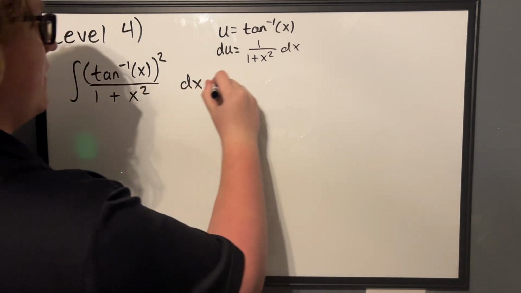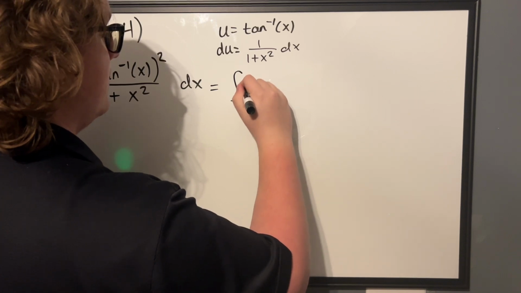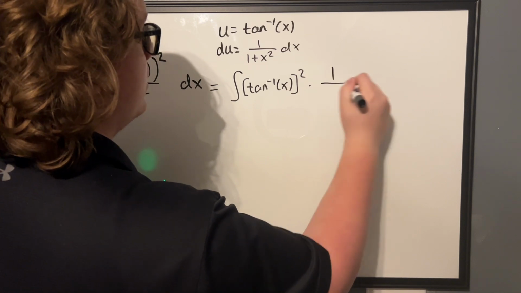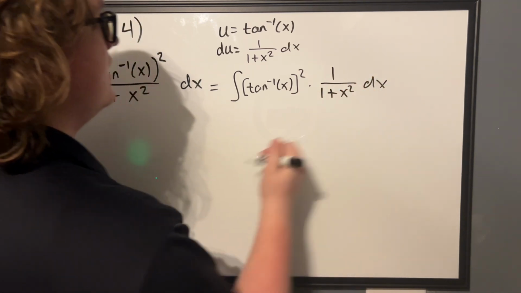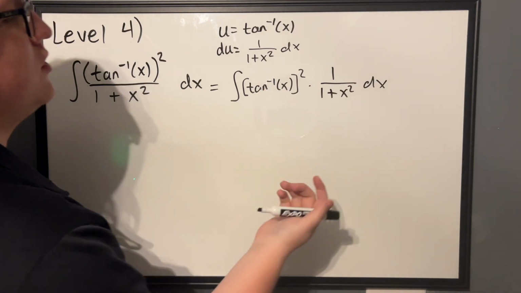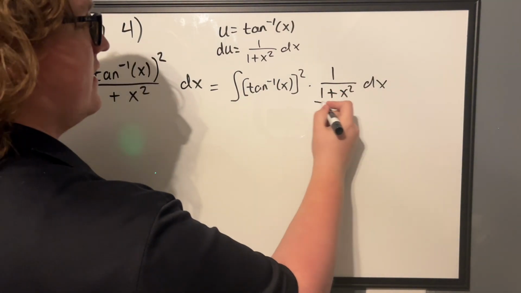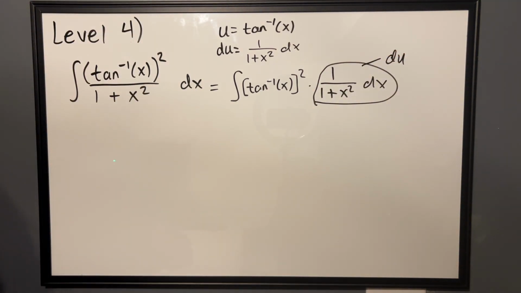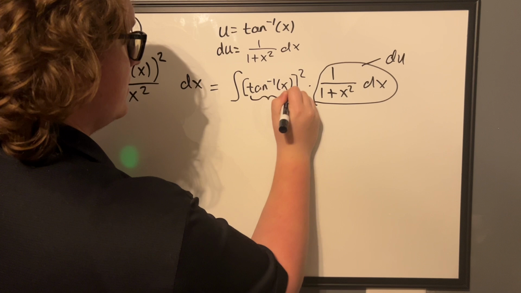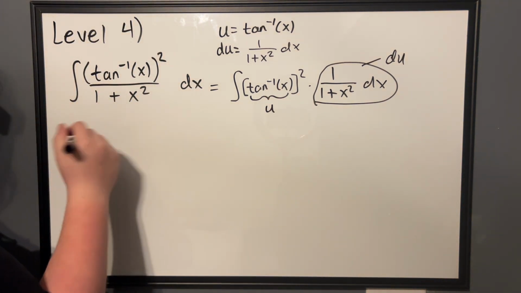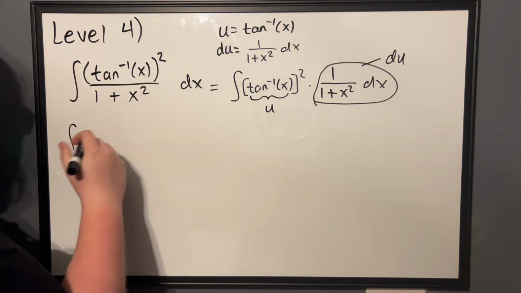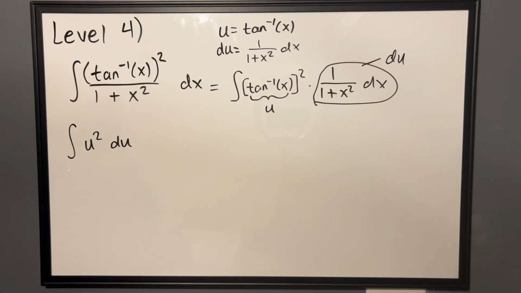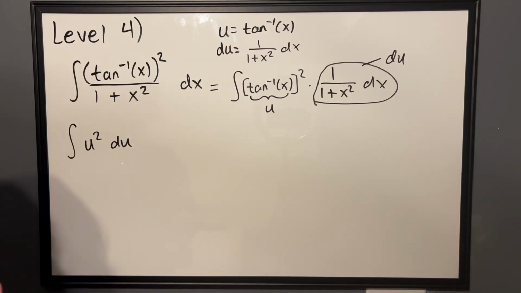So notice that if we rewrite this integral as the integral of tangent inverse of x squared times 1 over 1 plus x squared dx, this is the same thing because this would just go into the numerator when you multiply the fractions. But you see that this entire term right here is actually going to turn into du, right? So then we can just replace this tangent inverse that we have in here, that'll be our u. So then what we have when we change this into the u world is going to be u squared du. All of this will go away and turn into du because they're equal. So we're just integrating u squared.